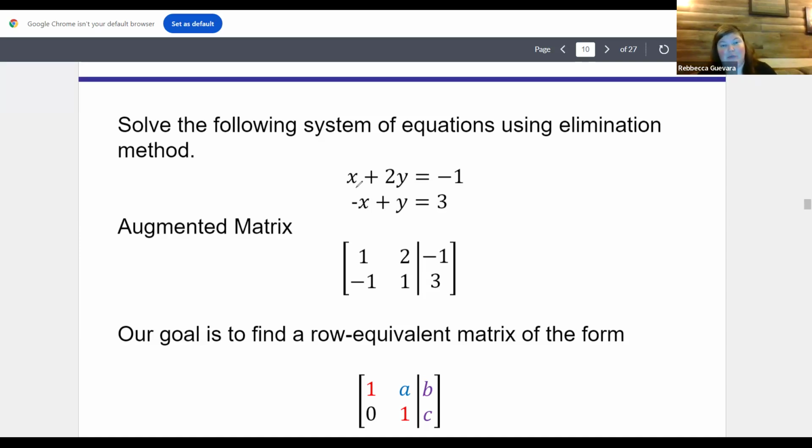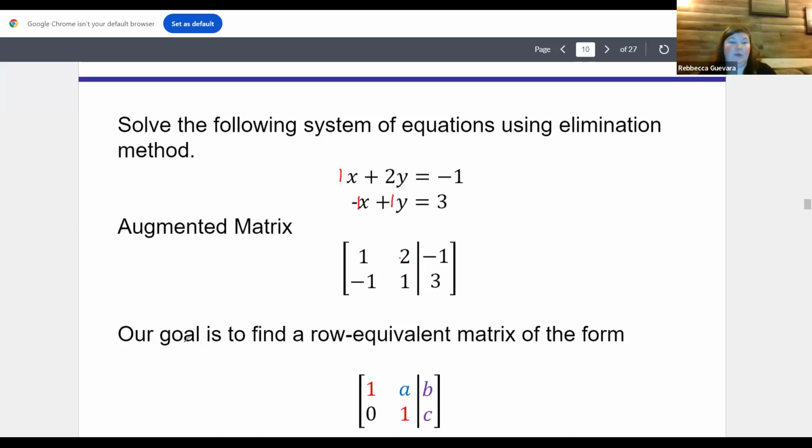So remember, x's go first. So this has a coefficient of 1 and a coefficient of -1. So in my matrix, I have 1 and then I have -1. Here I have 2, y also has a 1. So 2, 1. Then my constants, -1 and 3.